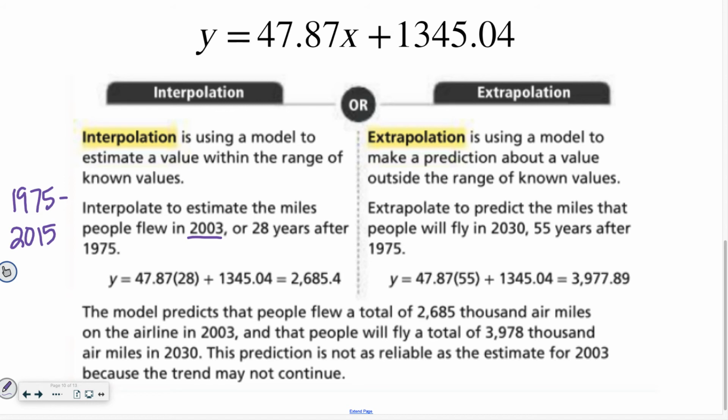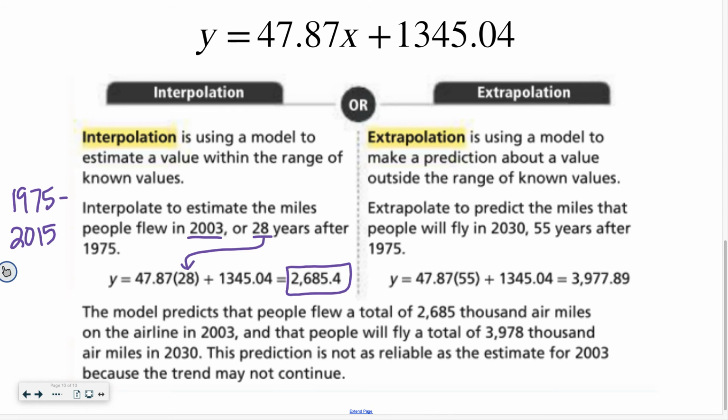So all we have to do is figure out, okay, how long after 1975 was the year 2003? Well, it's 28 years later, so I can plug that in for my X value. So I have 47.87 times 28 plus 1,345.04 to get a total of 2,685.4. Okay?